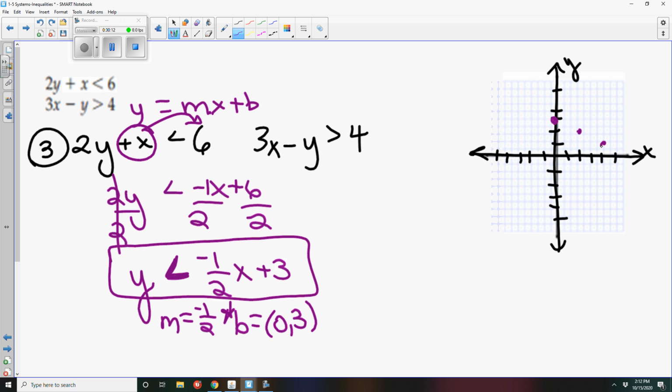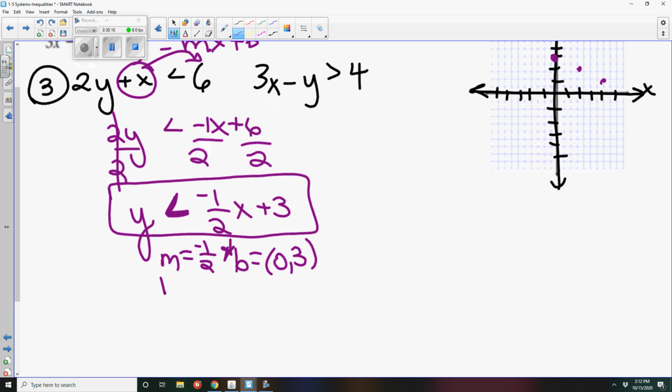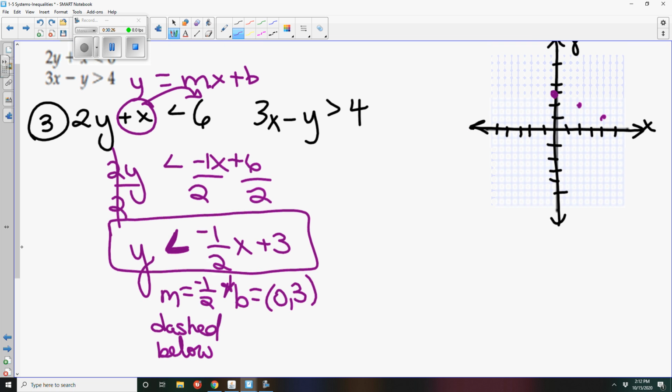And it's less than, so less than means a dashed line. Now I'm going to go ahead and write this out too, because I'm over here, we got less than, means we're going to shade below it. So dashed line and everywhere below it. So dashed line, and below means down, so I'm going to come down here and shade mine up and down.